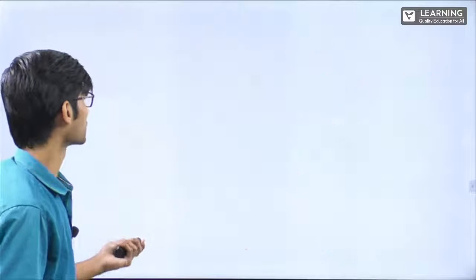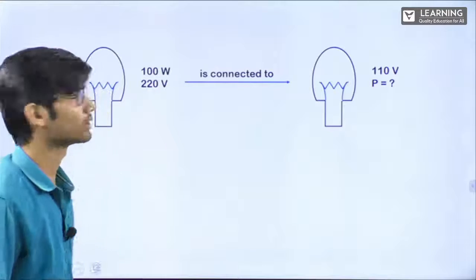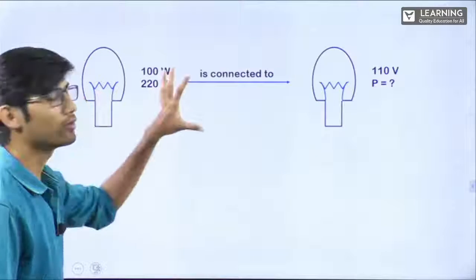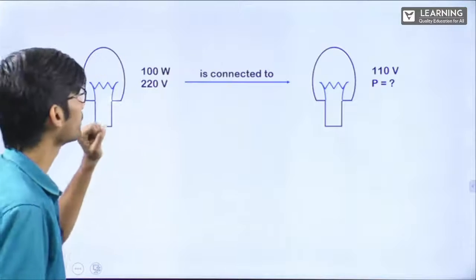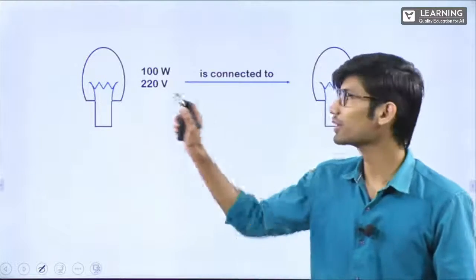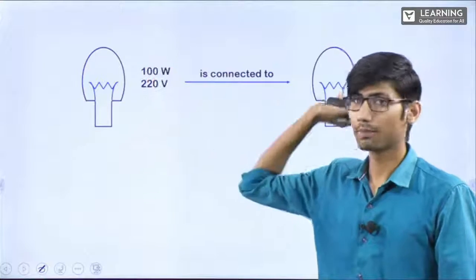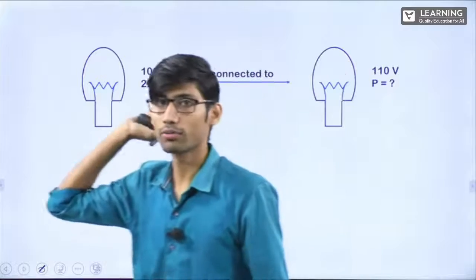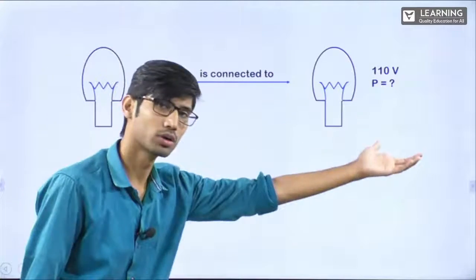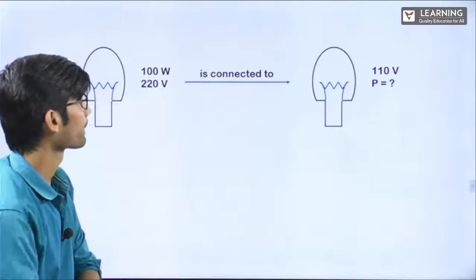Next, let's see this. Suppose this is a bulb. I have connected it to a 110 volt supply. What will be the power? How will we do this? Will the power be the same? No. Because if it is connected to 220 volt, the power will be 100. But here it is not connected to 220 volt. It is connected to 110 volt. The power will change. How will the power change?